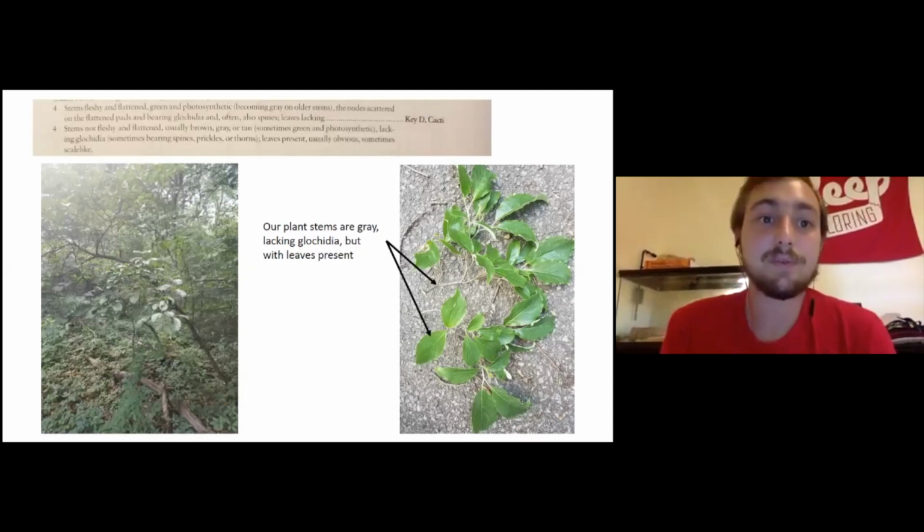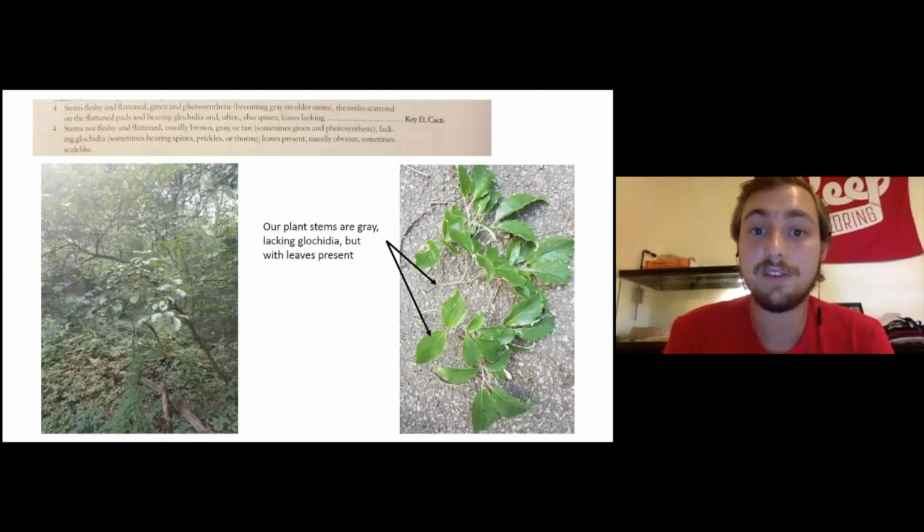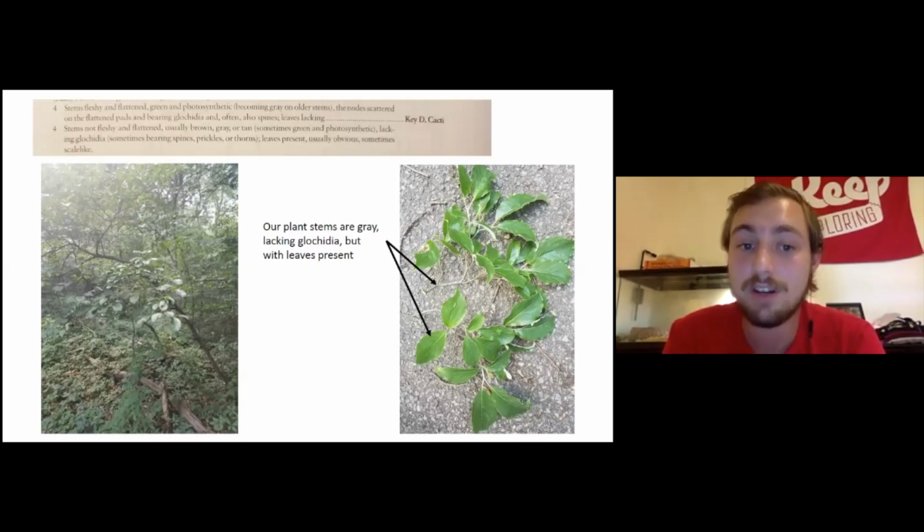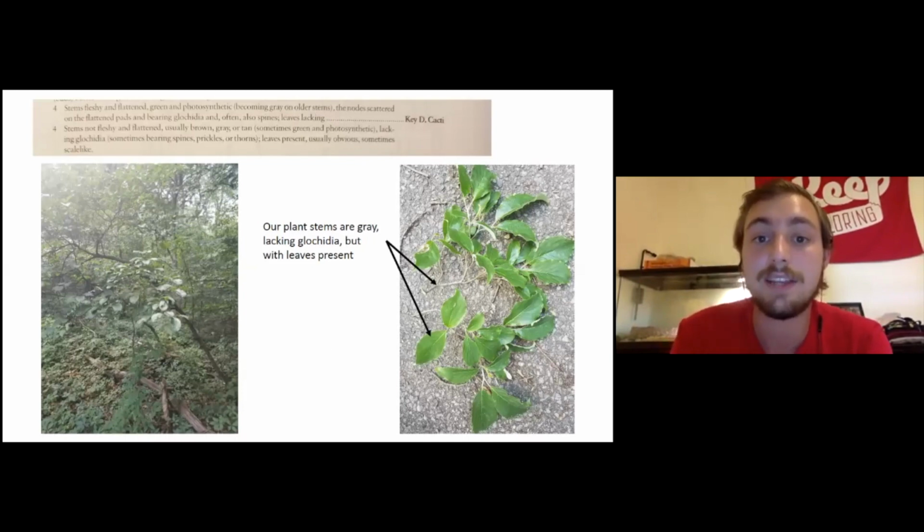And then it asks whether our stems are fleshy and green and have glochidia. So those are the spines that you see on cacti. Our stems are not really green usually. They're brown or gray or tan. So ours are actually gray, and they do not have those glochidia present, so those spines that you would see on cacti. So we know that our plant is not a cactus, so we will move on to 4B.